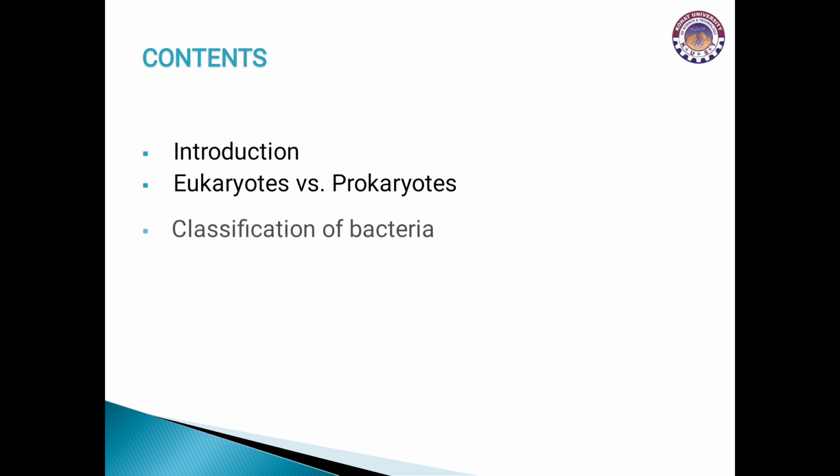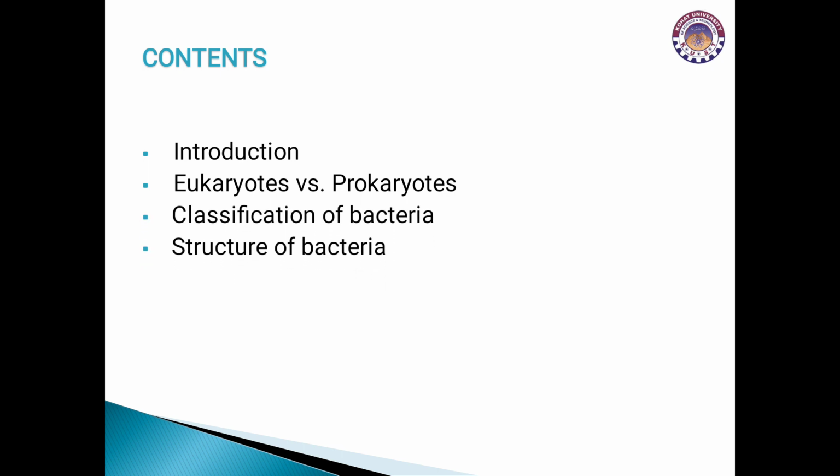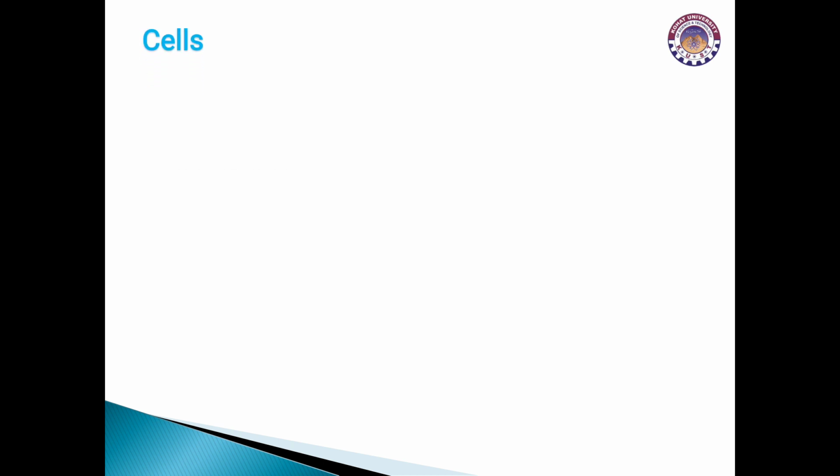The contents of my presentation include introduction, eukaryotes versus prokaryotes, classification of bacteria, structure of bacteria, conclusion, and at the end references. Now, what are cells? Cells are the smallest unit. A cell is a structural, functional, and biological unit of an organism. Cells are the basic building blocks of our muscles, bones, and other organs. All living things are made up of cells. Most cells are microscopic.